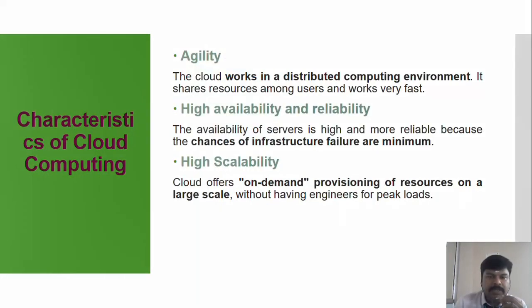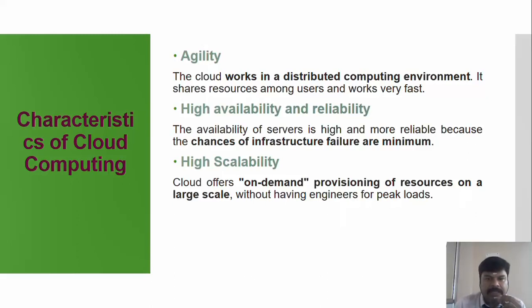So agility. The main characteristic of cloud computing is agility. The cloud works in a distributed computing environment. It shares the resources among users and works very fast. So the resources can be distributed in a computing environment, and the accessibility is very high. We have high availability and high reliability. The availability of the server is high and more reliable because the chances of infrastructure failures are minimal. Normally, if we are not using cloud computing, we will have some set of web servers and administrators who take care of the infrastructure.